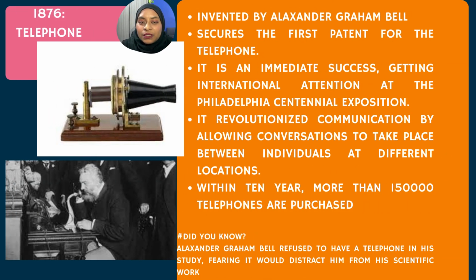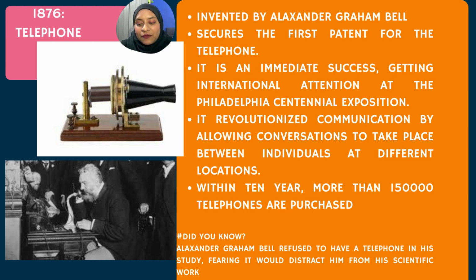And then we move to the year 1876. The telephone. It was invented by Alexander Graham Bell, who secured the first patent for the telephone. It was an immediate success, getting international attention at the Philadelphia Centennial Exposition. It revolutionized communication by allowing conversations to take place between individuals at different locations. Within 10 years, more than 150,000 telephones were purchased. A fun fact about this is that Alexander Graham Bell refused to have a telephone in his study, fearing it would distract him from his scientific work.